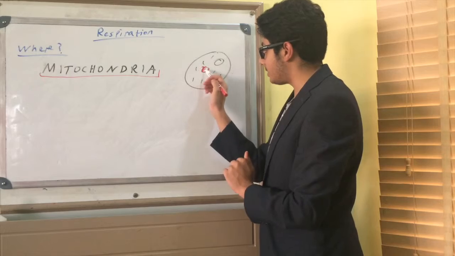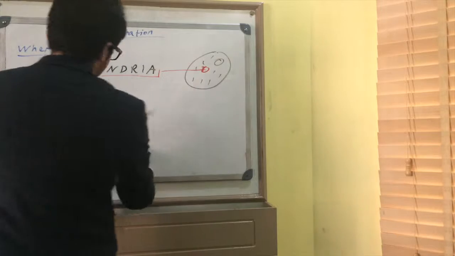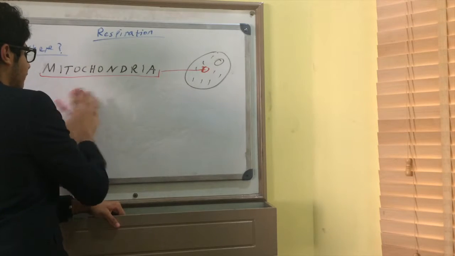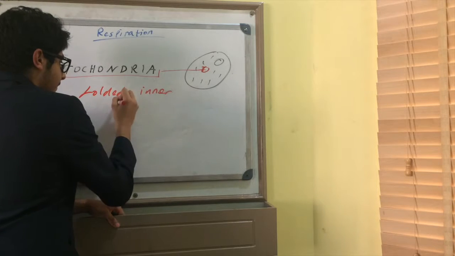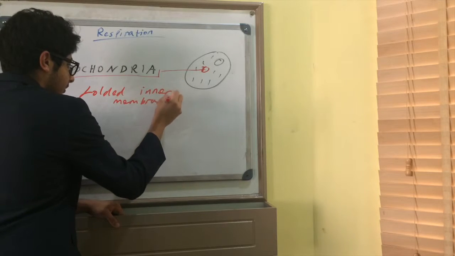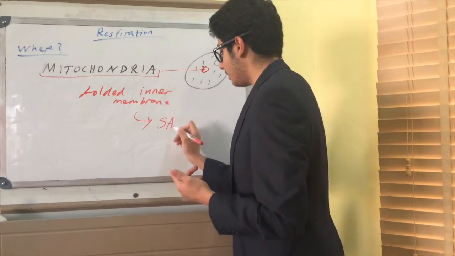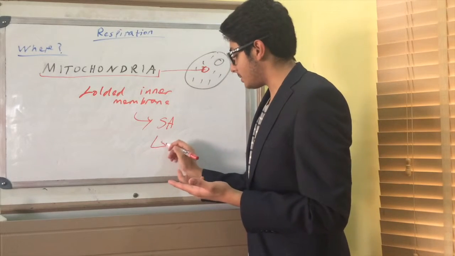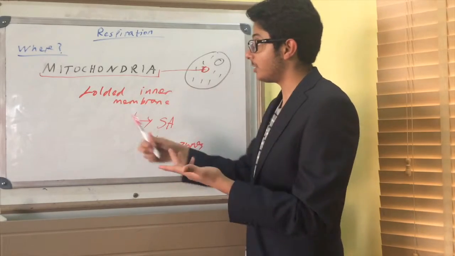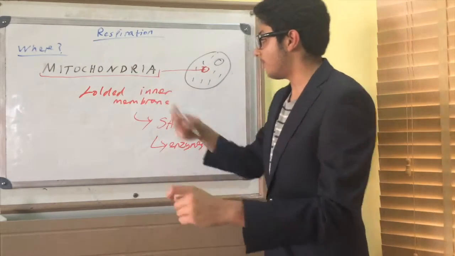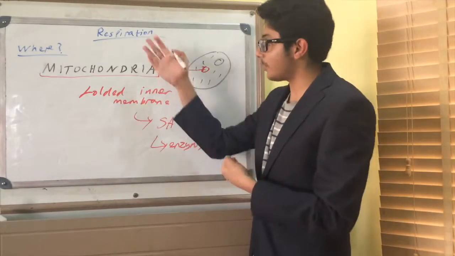Here you've got a cell. All these tiny things are mitochondria. Now mitochondria have an adaptation. They have a folded inner membrane, and this folded inner membrane provides a larger surface area for the enzymes to catalyze the reaction, that reaction being respiration. So, folded inner membrane, more surface area, more efficient respiration.